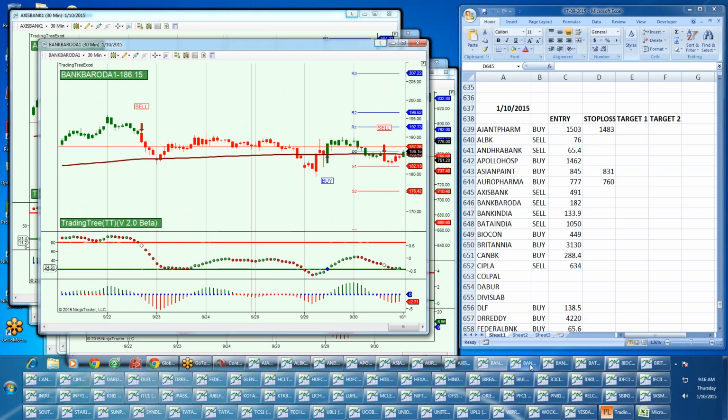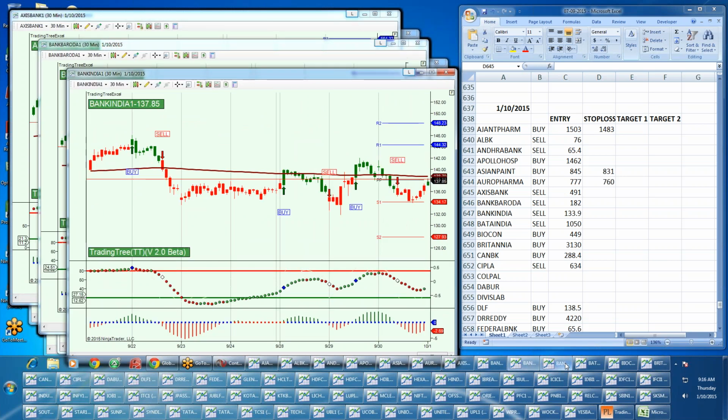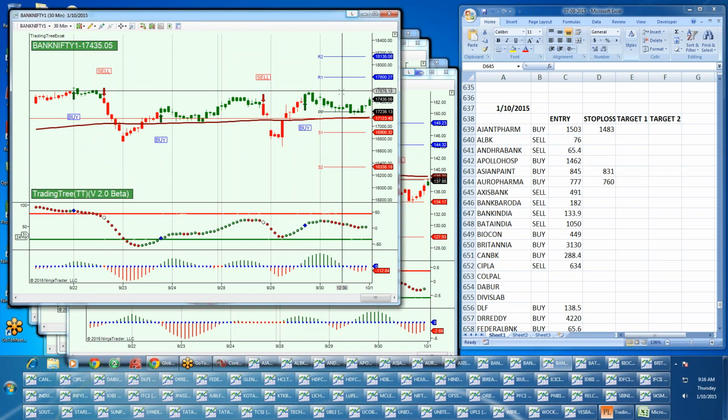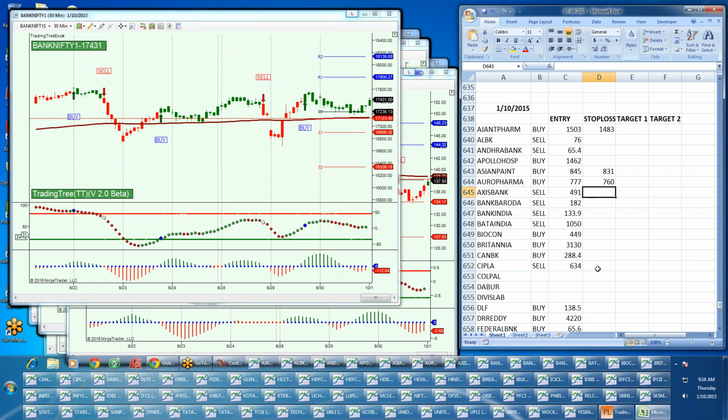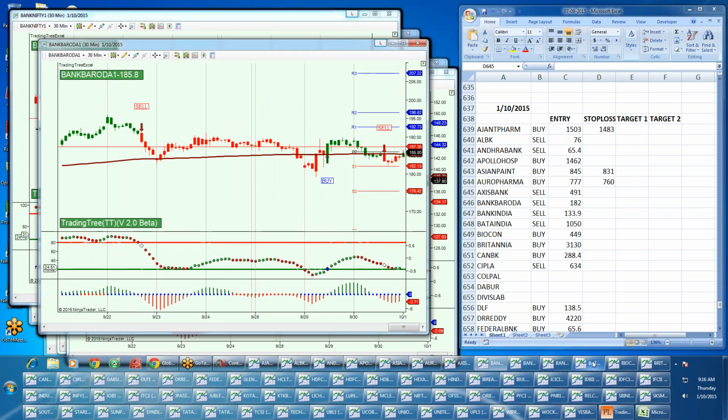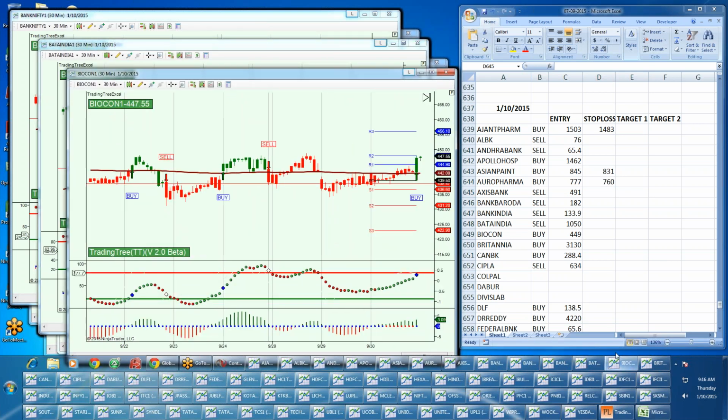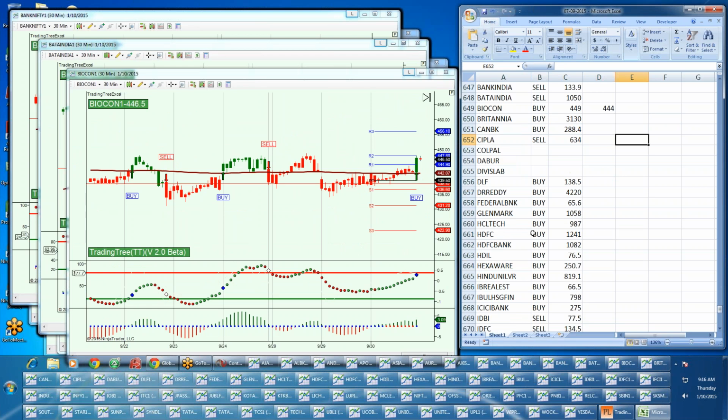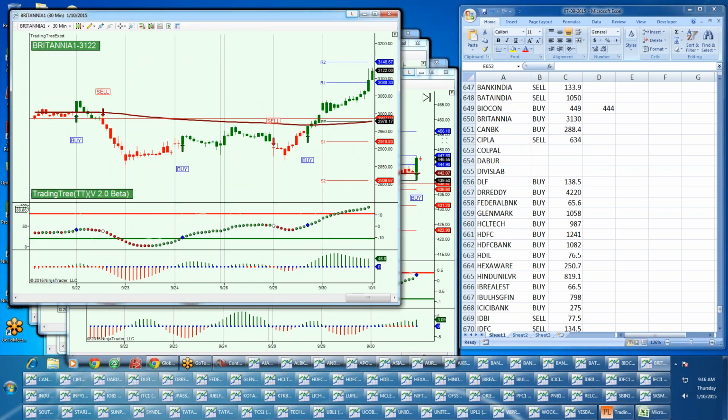Axis, you'll get a buy. Bank of Baroda should be a buy. Bank of India. Bank Nifty, you can buy at this level, 17,585. So that's Bata. Biocon, we have a buy. 449 will buy it. 444 will be my stop loss. Britannia 3130 is my buy price.